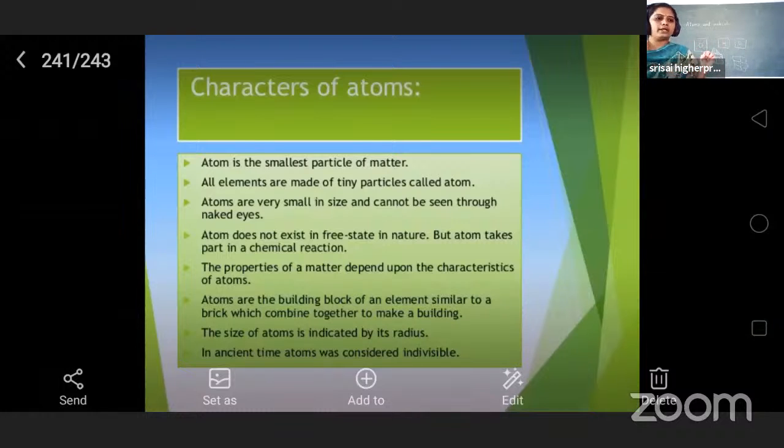So in ancient times, atoms were considered indivisible. Indivisible means what, students? You know the block, one single block, a single brick; it is indivisible. Combined means a collection of more bits. If it is separate, it is an indivisible bit.